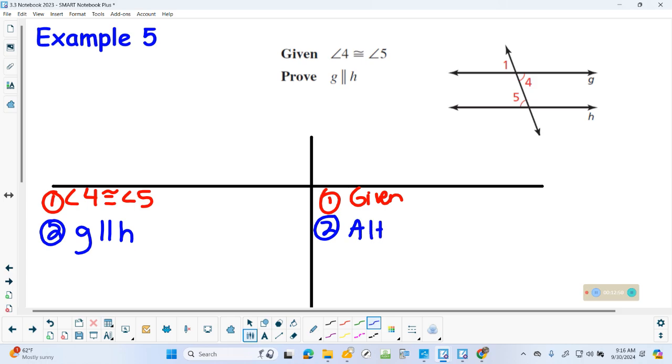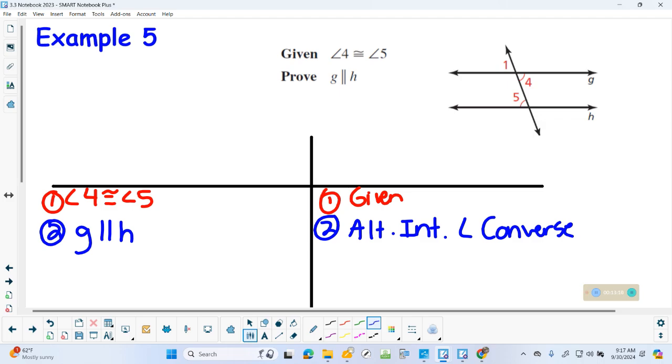Alternate interior angle. Okay, do you need the word converse? Yes, when we prove lines are parallel, that is the converse of our original theorem. So that is the other key detail you have to take a quick, hard look out for today.